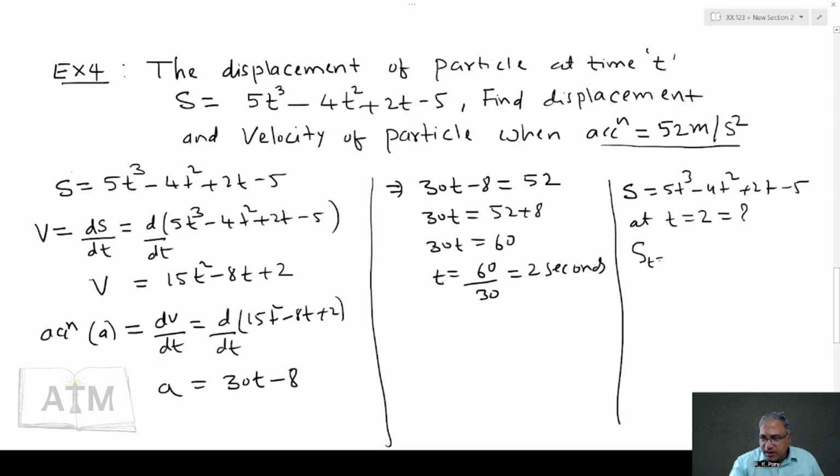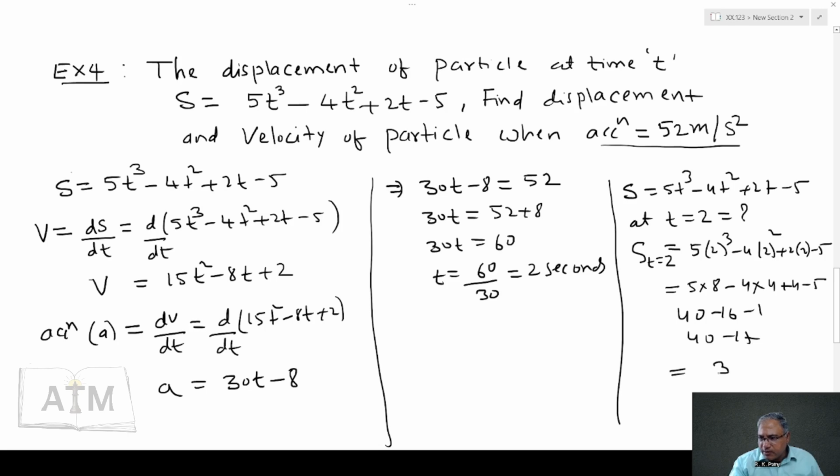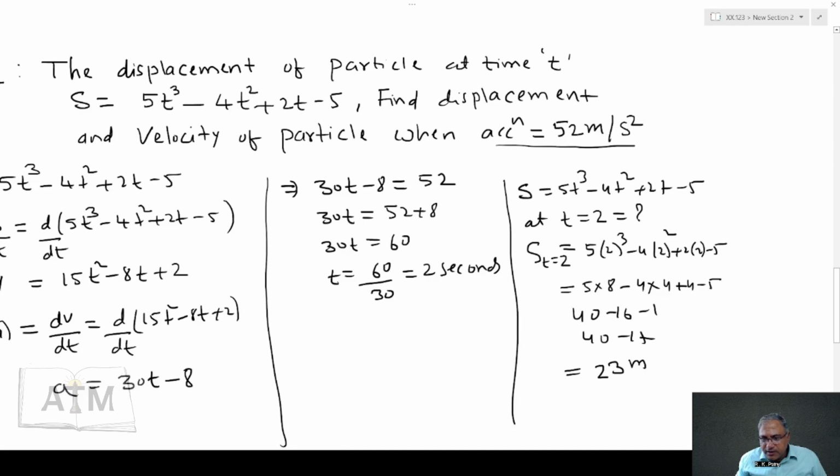That is s at t equals 2 seconds equals 5 into 2 cube minus 4 into 2 square plus 2 into 2 minus 5. That becomes 5 into 8 minus 4 into 4 plus 4 minus 5. That is 40 minus 16 minus 1. 40 minus 17, that is 23. So 23 meters. After that we need to find velocity.